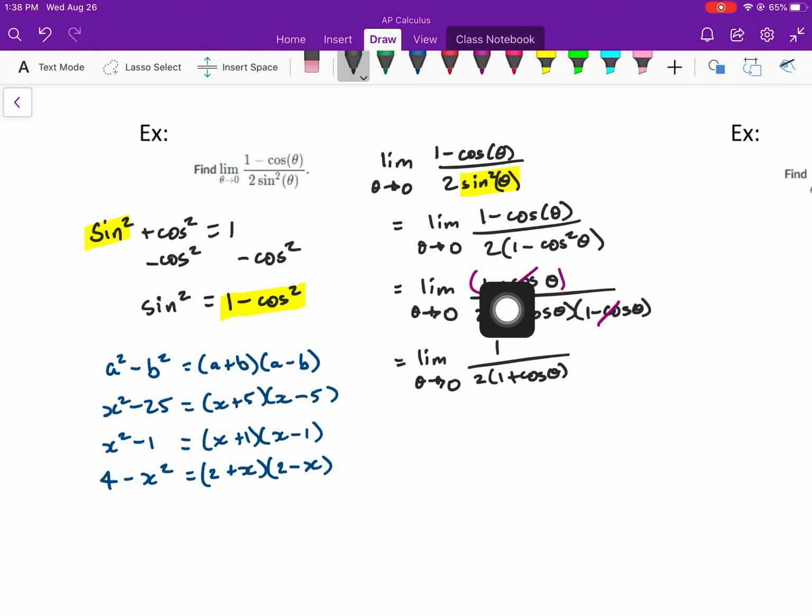And it was okay to cancel the 1 minus cosine. Normally you can't cancel when there's a minus sign, but it's because this is a multiple. This right here, 1 minus cosine theta, is being multiplied to everything else. So since it's a factor, we can cancel them out.